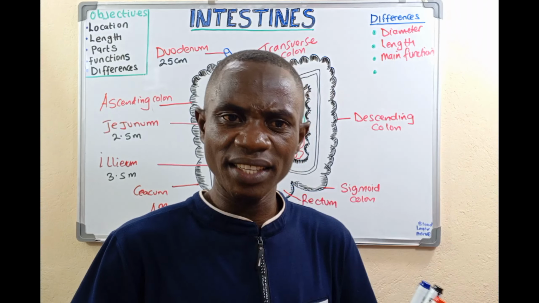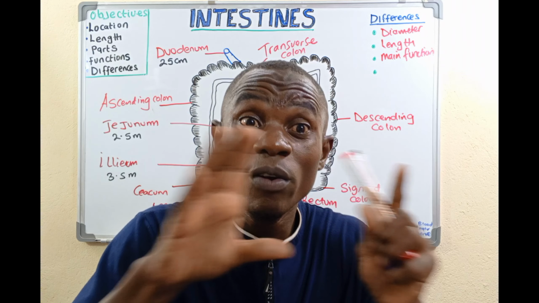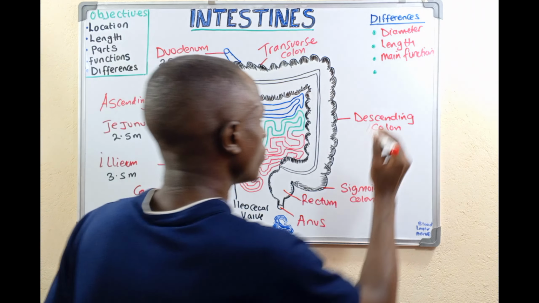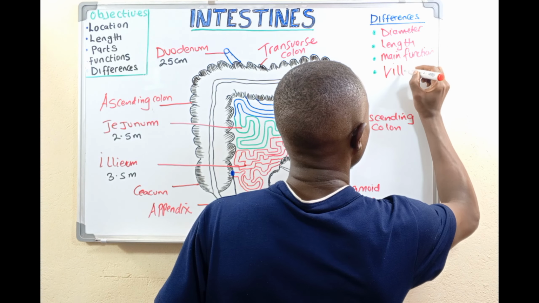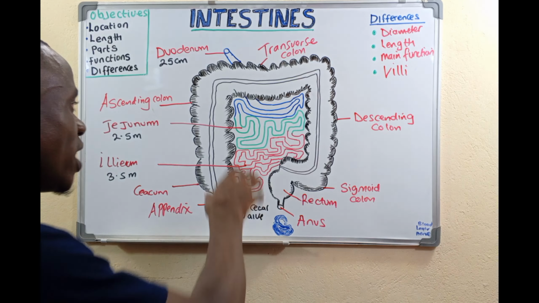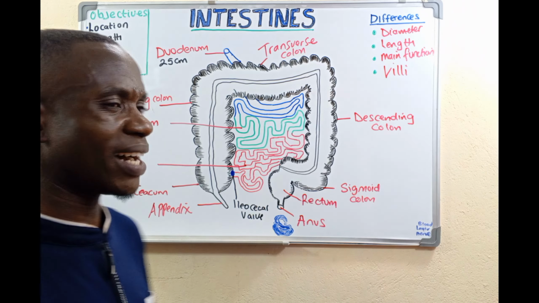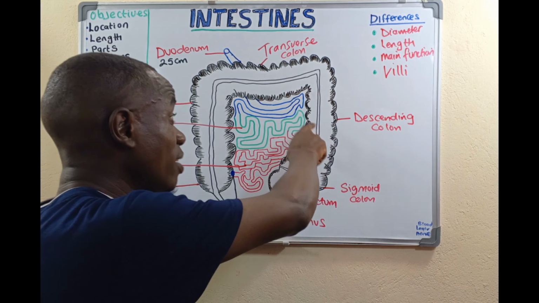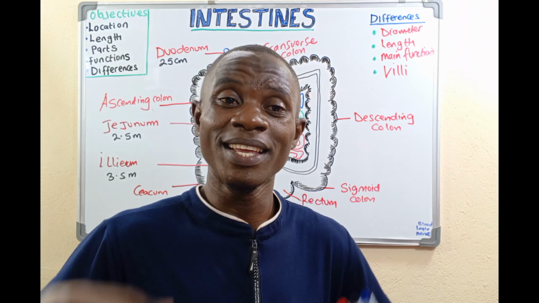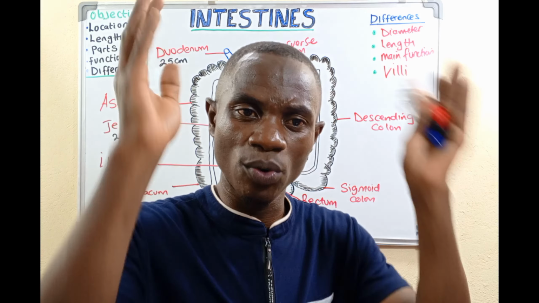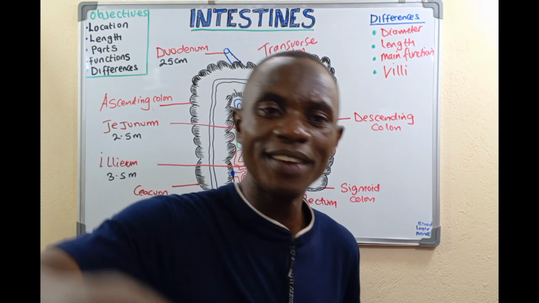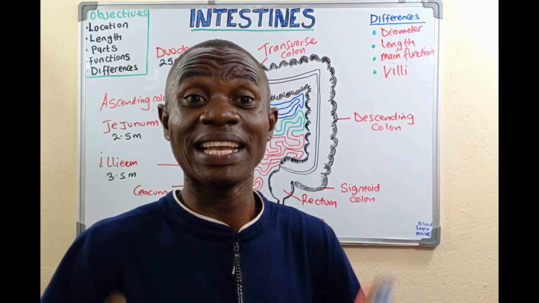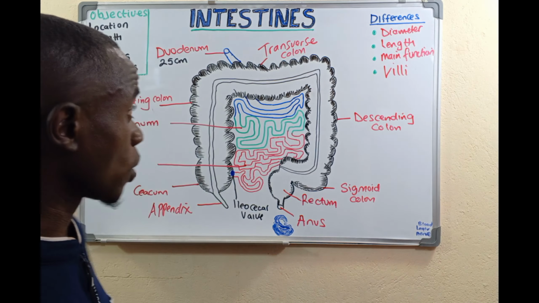Now, when we cut the small intestine and the large intestine and view them inside, we see structural differences. What are these structural differences? We are going to be seeing the villi. When you look inside the lumen of the small intestine, you see the villi. But in the large intestine, the villi are absent. We do not have villi within the large intestine. The villi are only part of the small intestine. So this also becomes a differentiating structural feature.